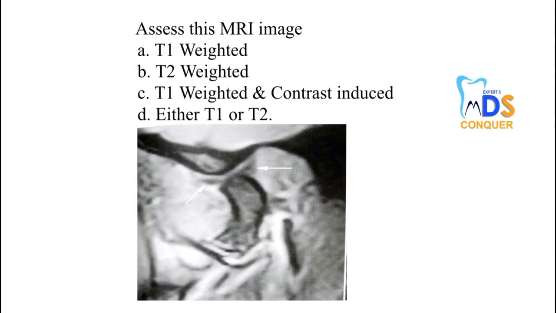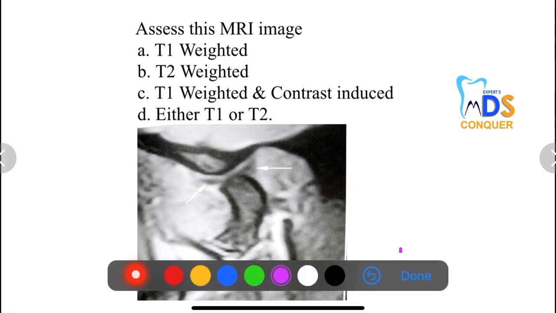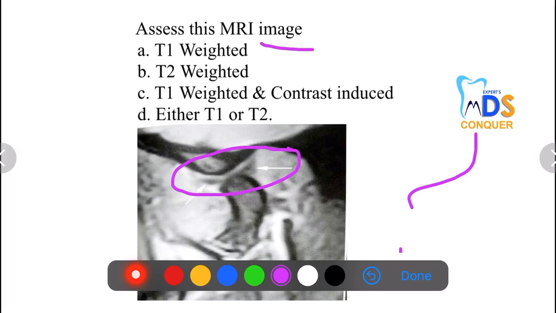Next, if you have to assess this MRI image, whether it's T1 or T2, right? Here if you see the articular disc, it appears to be dark. The articular disc, you know, is an S-shaped structure, right? It is surrounded by synovial fluid, right? So if it appears to be dark, it implies that it is a T1 weighted image. We have discussed that in a T1 weighted image, the CSF or synovial fluid like structures will appear to be dark. So here it is darker in color, so it implies that it is a T1 weighted image.